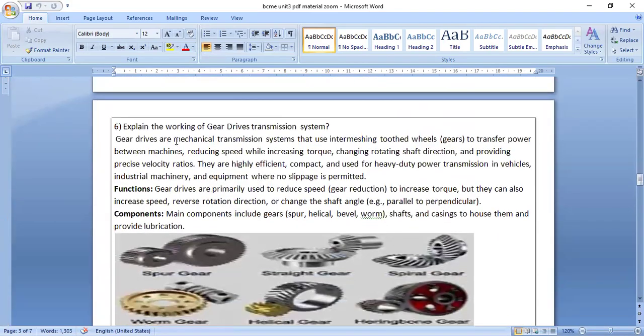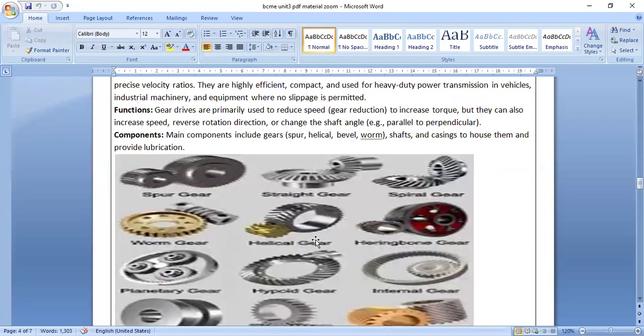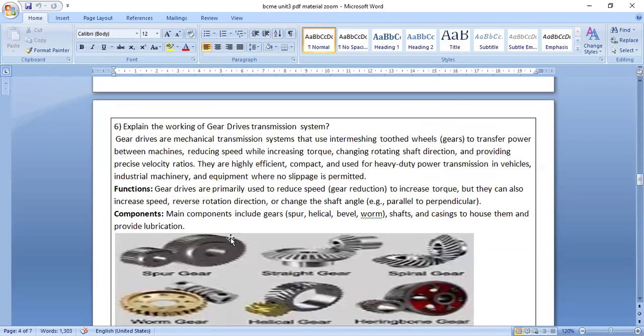Next, the sixth question I am taking: explain the working of a gear drive transmission system. This is a spur gear system. Let us take the definition first, and after that I will explain the diagram. Gear drives are mechanical transmission systems that use intermeshing toothed wheels, gears, to transfer power between machines. So toothed wheels are there, and they have teeth.